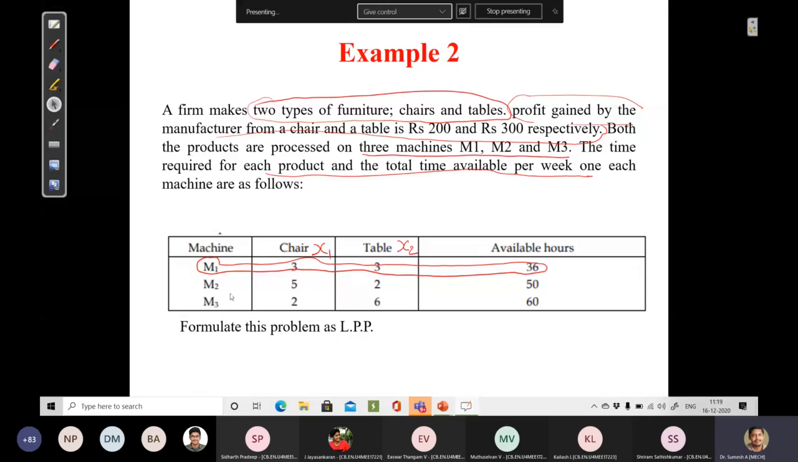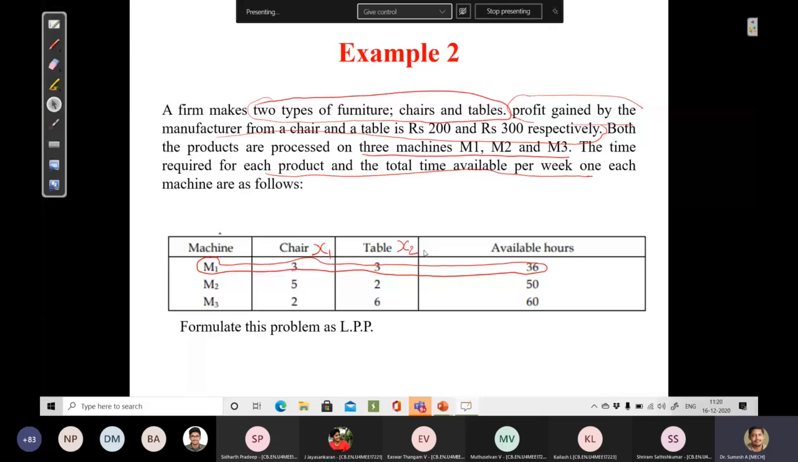Again, machine M2 requires 5 hours to make a chair, and the table work will continue for 2 hours only. Total available hours on machine M2 is limited to 50. So 5x1 plus 2x2 less than or equal to 50. In the third constraint, machine 3 requires 2 hours of operation for making a chair and 6 hours for making a table, and maximum hours is restricted to 60. So you can write 2x1 plus 6x2 less than or equal to 60. And finally, we have added the non-negativity constraint, that is x1 and x2 greater than or equal to 0.